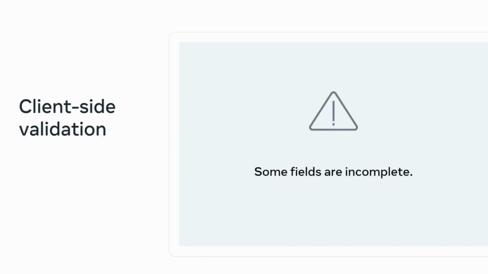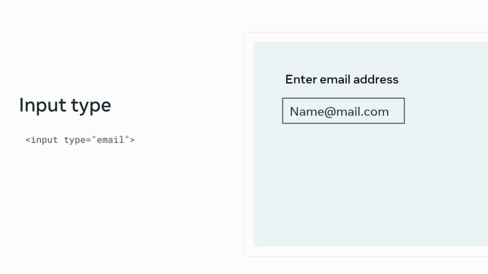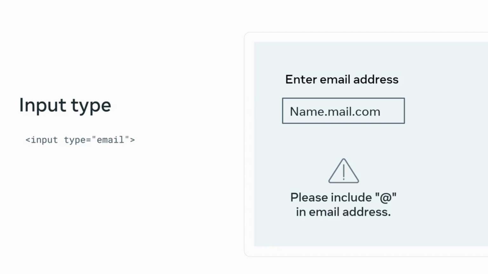However, if there are errors, an error message will alert the user of the invalid data and how to change it for successful submission. For example, you decide to use the input element with its type attribute set to email. If the user does not enter a valid email address, the web browser will display an error message informing them that the data they entered is not a valid email address.